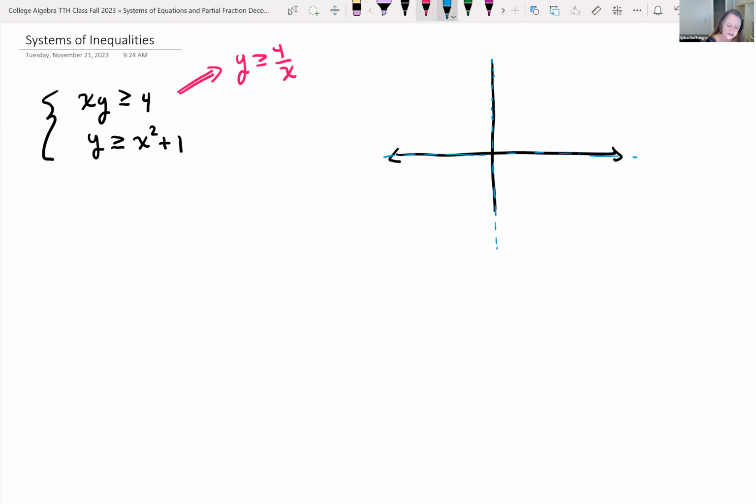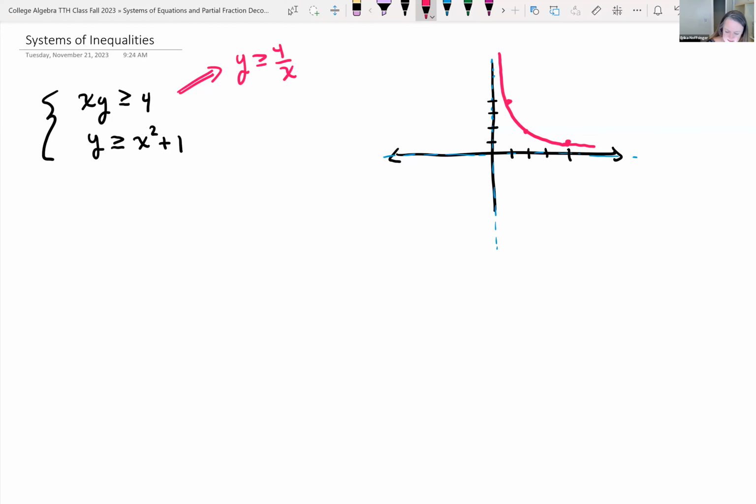So let's just plot some points. When x is 1, I know my y value is going to be 4, because 4 over 1 is 4. When x is 2, 4 over 2 is 2, so I have a point at (2, 2) on this graph. When x is 4, my y value is 1, because 4 divided by 4 is 1.